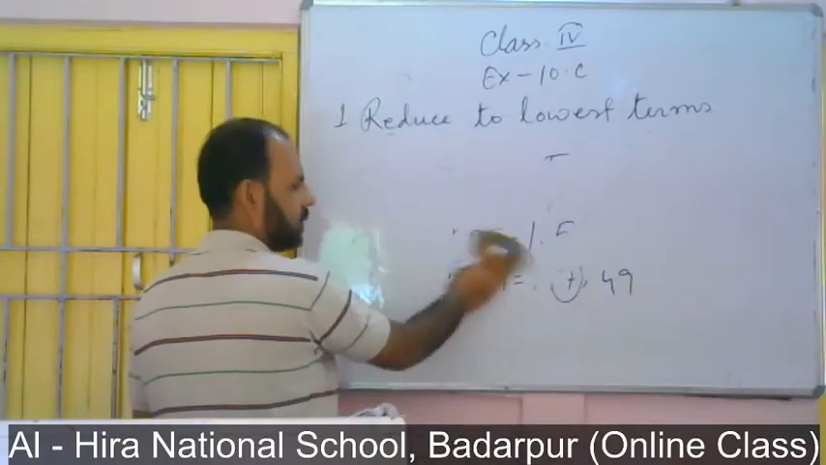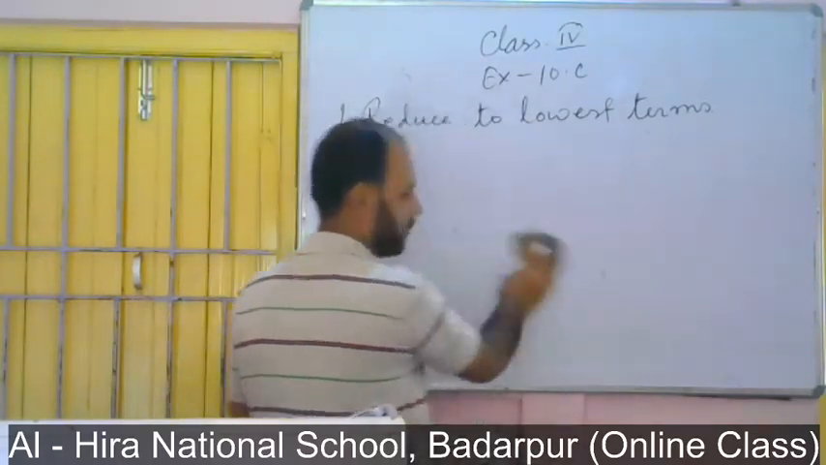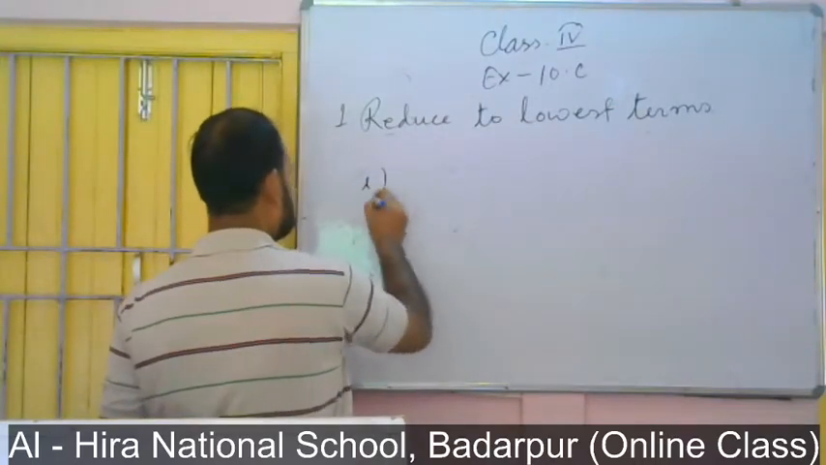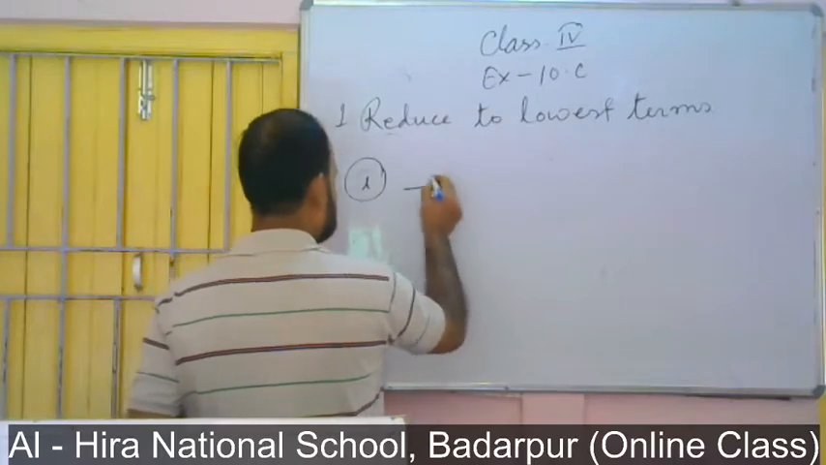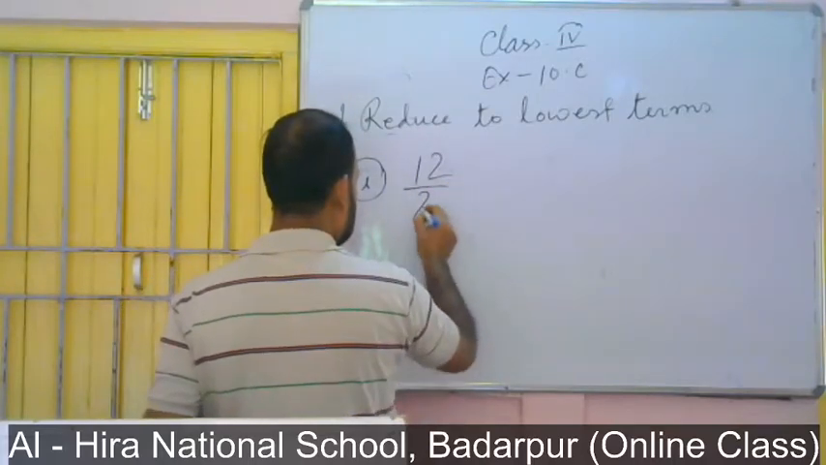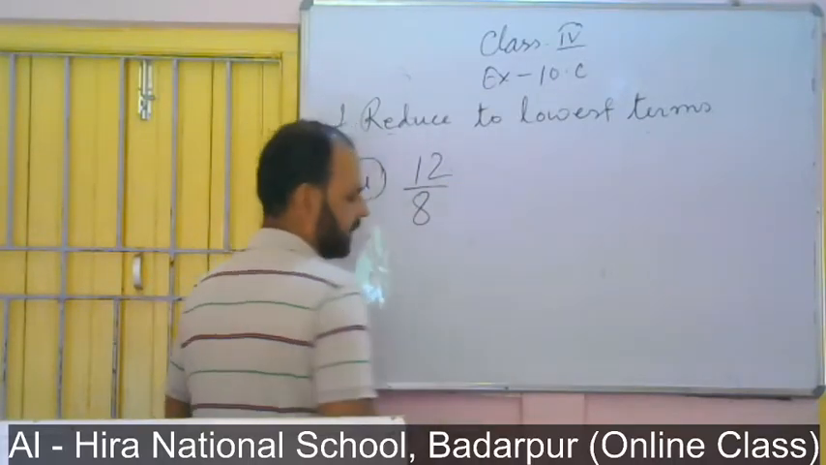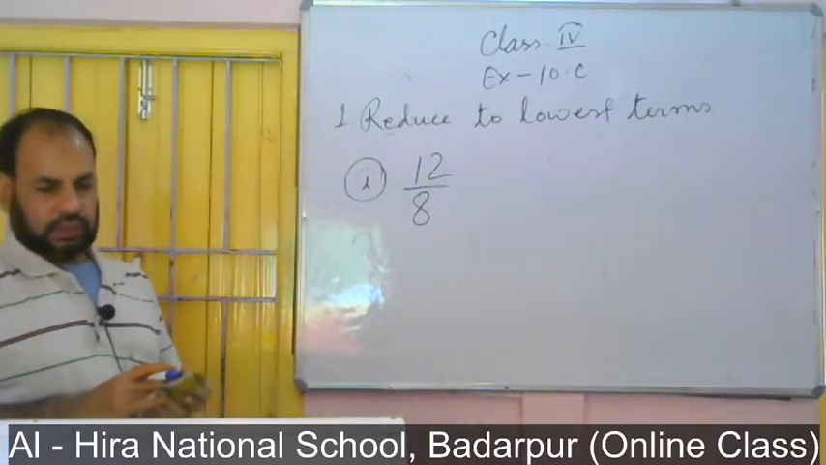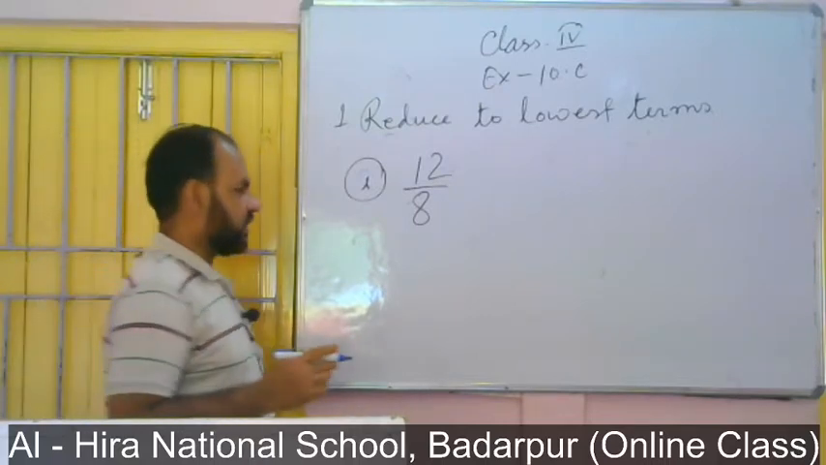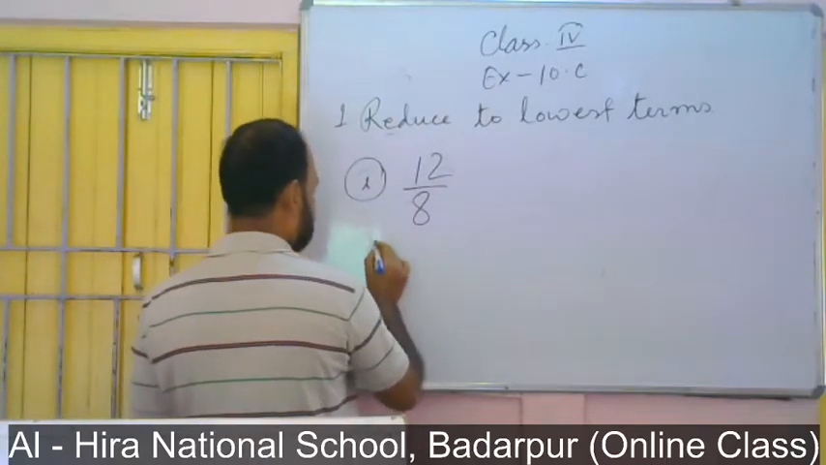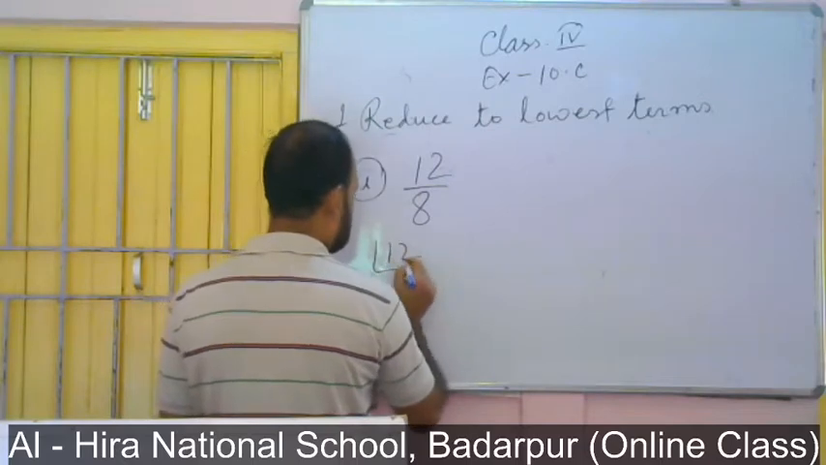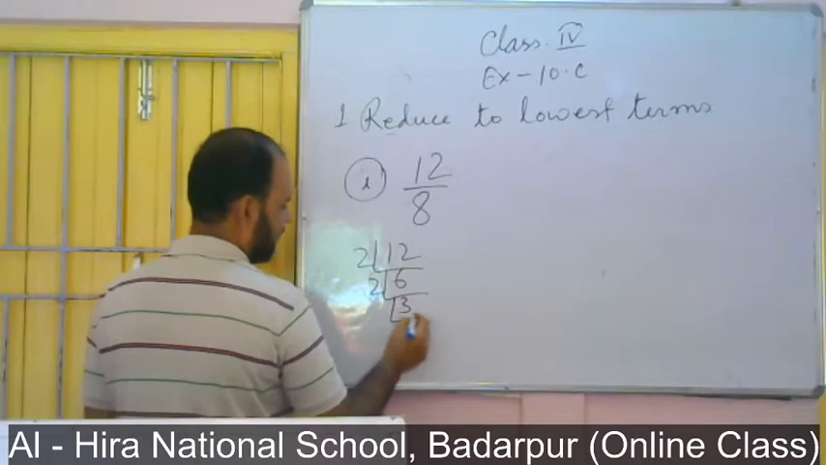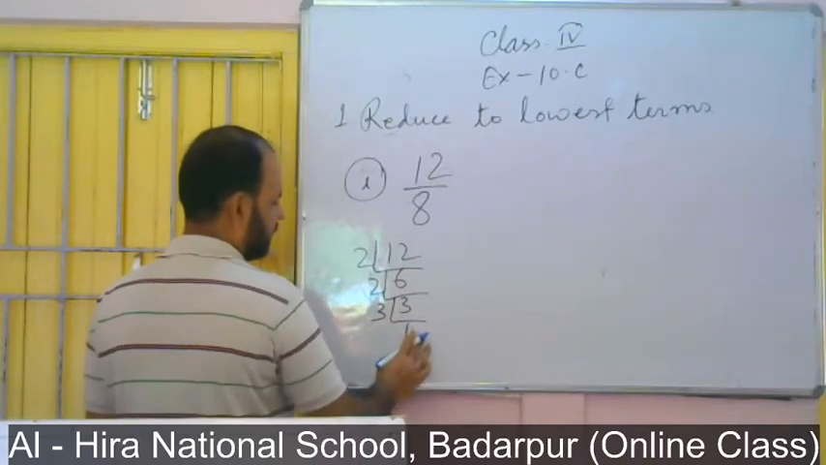Next, I. 12 by 8. This one we take out prime factors by prime factorization. So we take out prime factors of 12 equal to 2 6s are 12, 2 3s are 6 and 3 1s are 3.